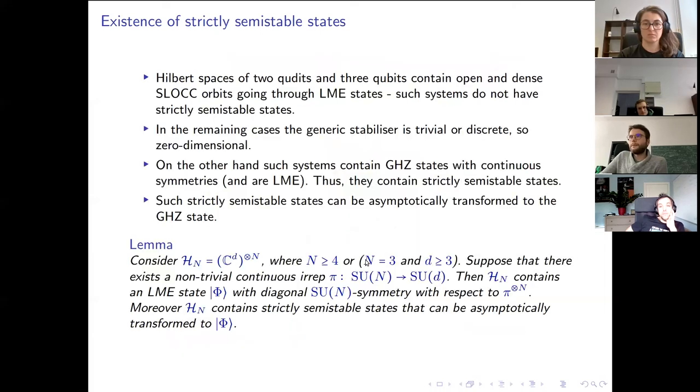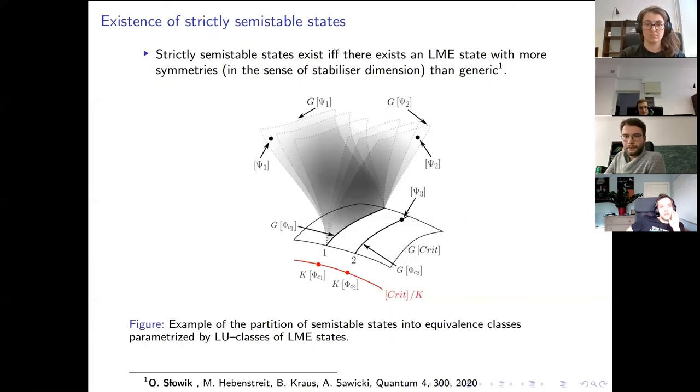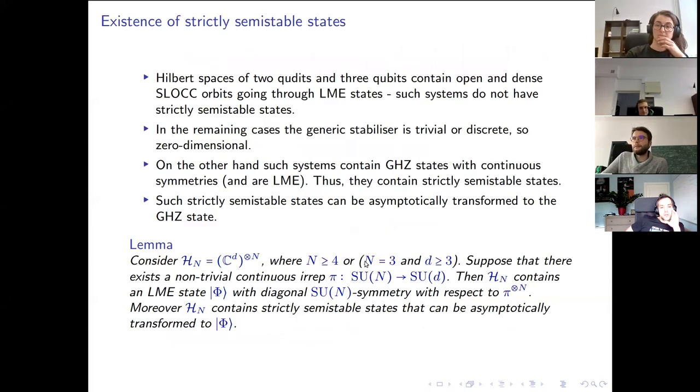Because of that, let's move to this lemma. The point is that if there exists a non-trivial continuous irreducible representation of SU(N) on SU(D), then H_N contains an LME state with diagonal SU(N) symmetry with respect to this pi^N. Moreover, H_N will contain strictly semi-stable states that can be asymptotically transformed to psi, which has some interesting symmetries.